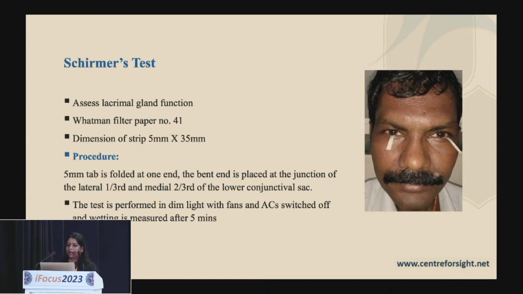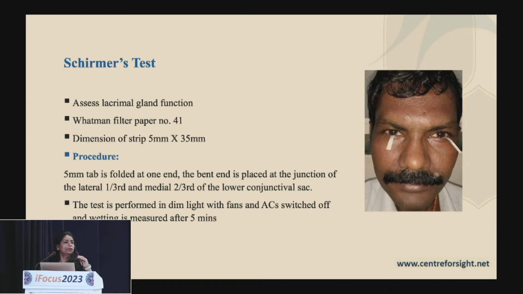So it assesses the lacrimal gland function. We use Whatman filter paper 41, and the dimension is 5 by 35 millimeter. What we do, the 5 millimeter tab is folded at one end, and the bent end is placed at the junction of the lateral 1/3 and middle 2/3 of the lower conjunctival sac. But there's a reason why we put it here. Who will tell me this?